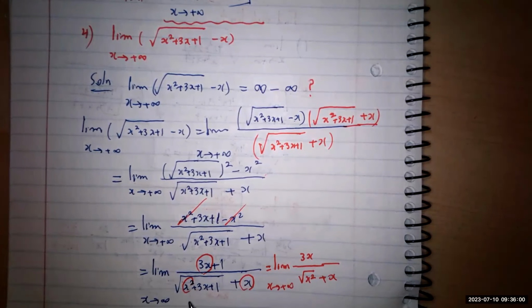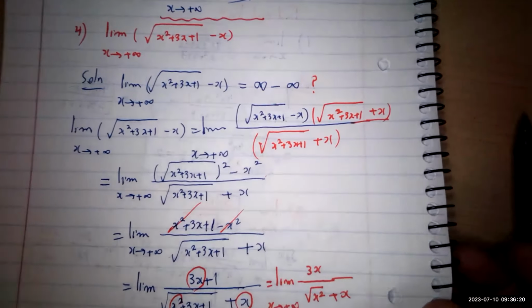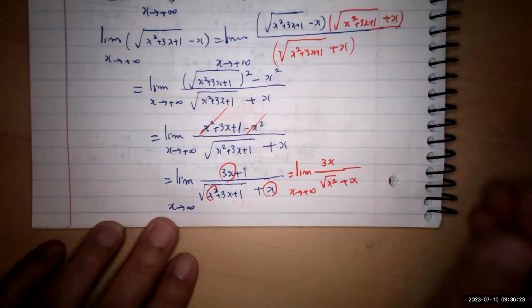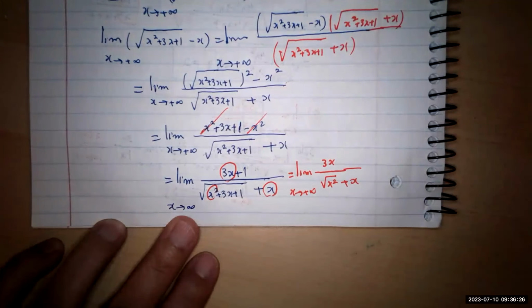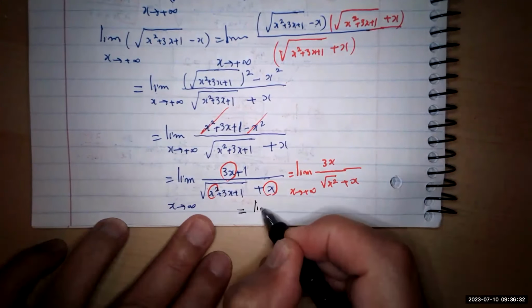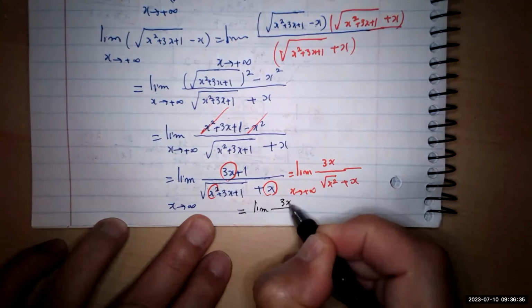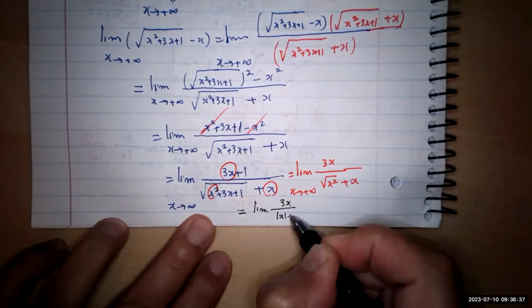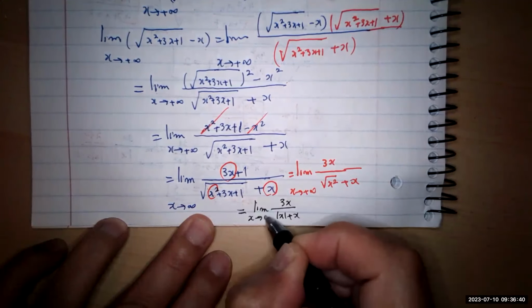Some people miss this one. They just shrink the first one. It's two functions, okay? The radical function and the polynomial function, or the x function. So for the radical one, make it into the square root of x squared, and for the x, this is the one. Remember, the square root of x squared is the absolute value of x. So we continue. So this is going to be equal to the limit of, the top I have the 3x, and this would be the absolute value of x plus x, as x goes to positive infinity.